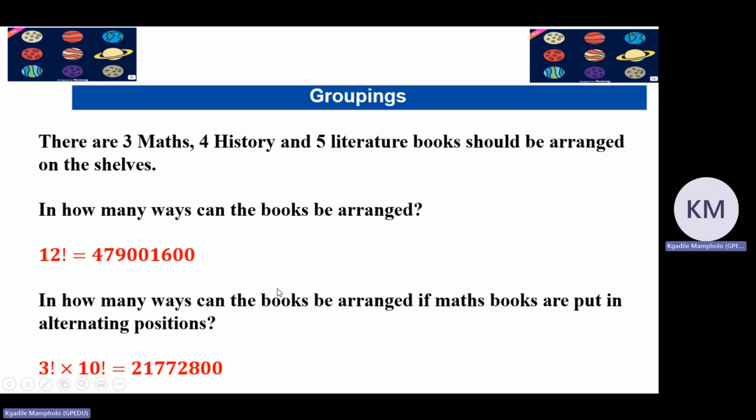Then, in how many ways can the books be arranged if maths books are put in alternating positions? Because the maths books are now a group, it will be 3 factorial, meaning that the maths books can be arranged differently. Then we'll be left with 9. We'll be arranging 9 books that are not grouped, plus 1 group of maths books. Then that makes it 10. Then it will be 3 factorial times 10 factorial.